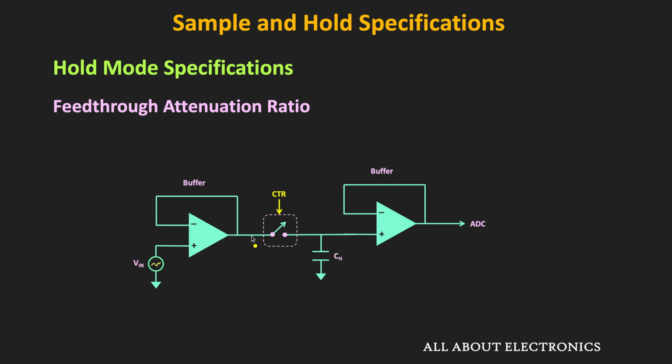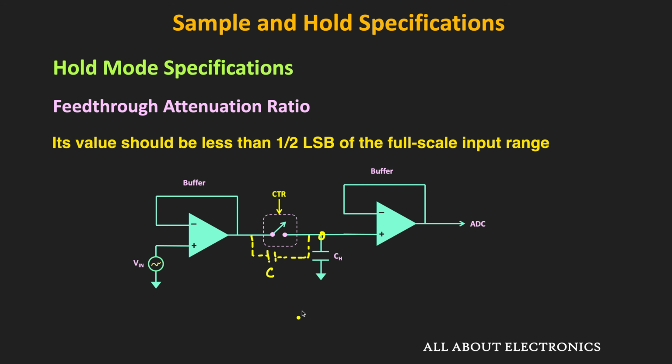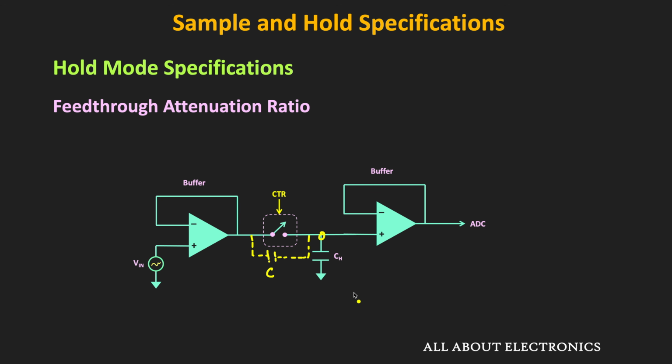But many times, parasitic capacitance exists between the input and the output side. Through this parasitic capacitance, there is a weak coupling of the input signal to the output side, and because of that, some fraction of the input signal appears at the output. This parameter is typically defined at a specific frequency. Again, the value of this parameter should be less than half LSB of the full scale input voltage, so that it will not affect the accuracy of the conversion. So these are the hold mode specifications.